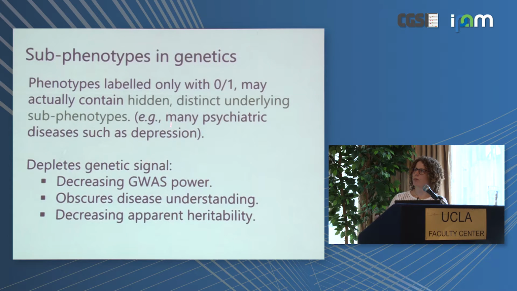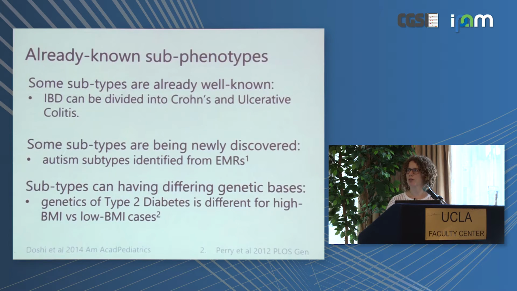And so what is the problem? If you have 0, 1 data, but you actually have these distinct underlying phenotypes that have different genetic mechanisms, and you treat them all as the same thing, then you're going to essentially deplete your genetic signal, whatever analysis you're interested in. So if you're doing GWAS, you're going to decrease your power. You're going to obscure your ability to understand the disease because you don't really know the causal SNPs, and you'll also decrease your apparent heritability.